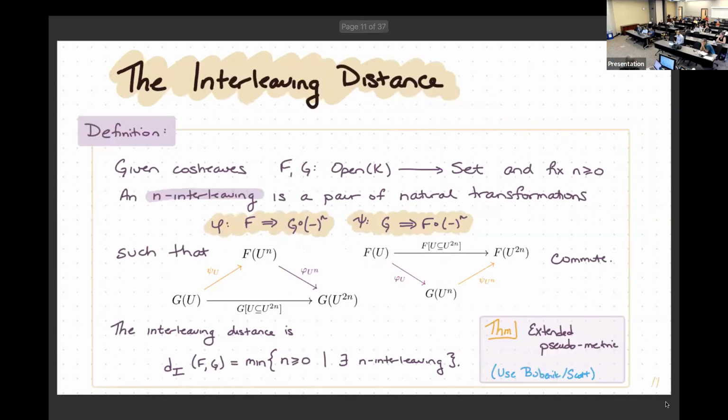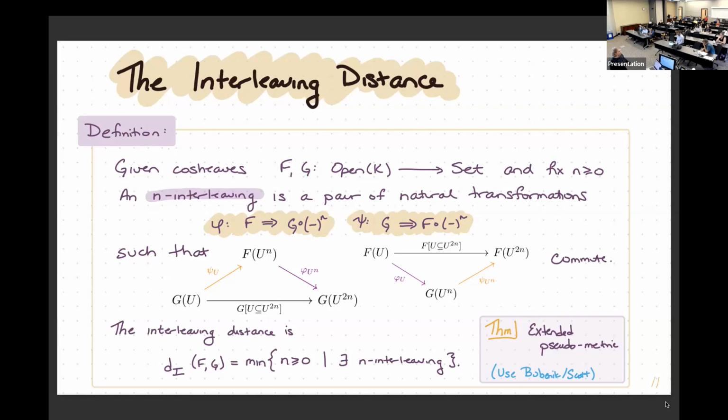And what I can do is I can define an interleaving distance, right? So the game with the interleaving distance is, I've told you what this thickening operation is, and I've got 2 of these things I want to compare. And so what I'm going to do is I'm going to try to find natural transformations that go from one to the n thickening of the other, the second to the n thickening of the first, where these triangle diagrams always have to commute, okay? And then the interleaving distance is, find me the smallest number for which I can actually find that thing.